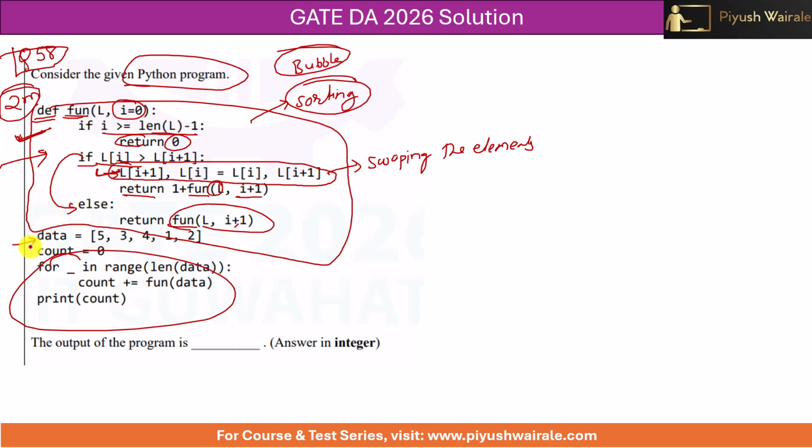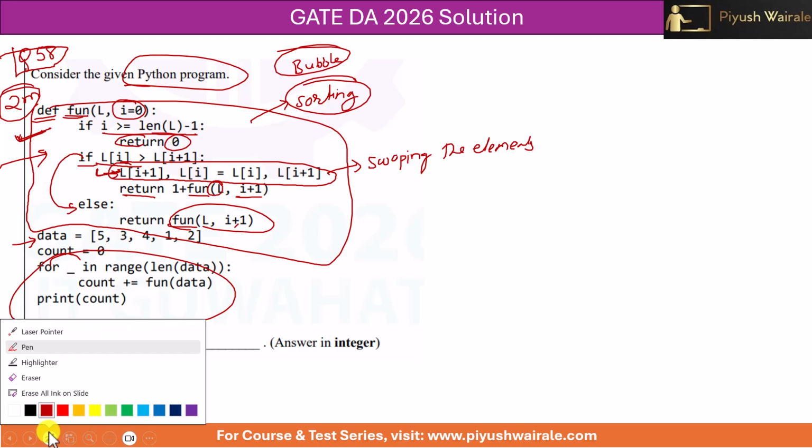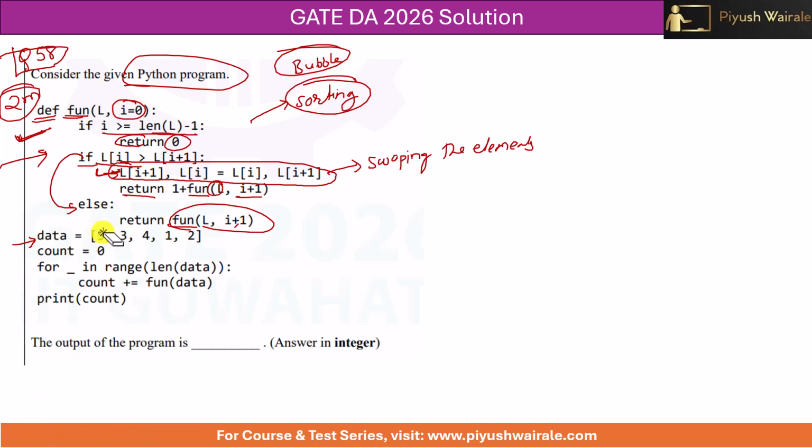Now see, we have the function here. Here we have a data, count equals to 0, and here we have the for loop. Now see, in the for loop what is given to us? For underscore in range length of data. Now what is the length function? Length of data will give me the number of elements in the list.